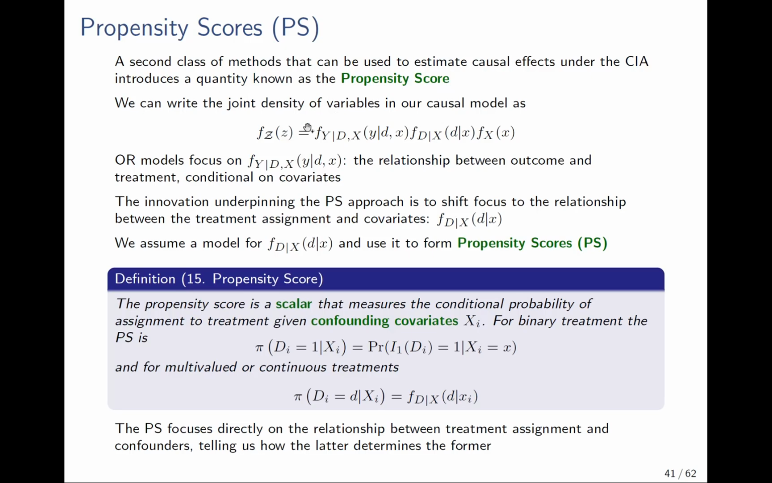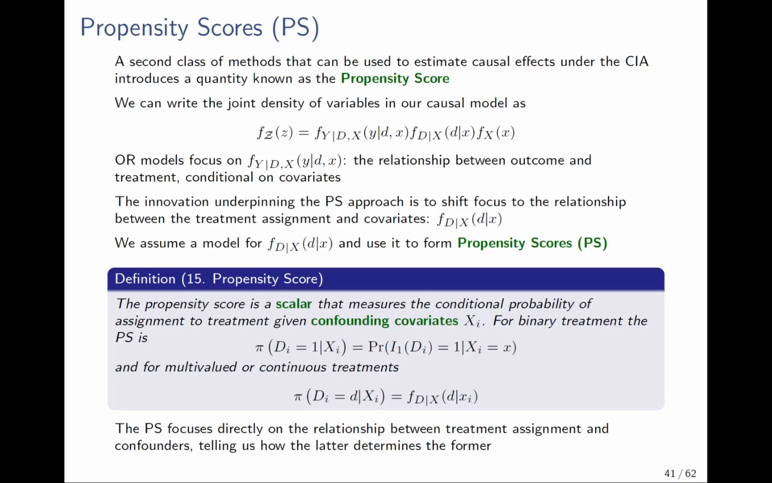Now the first element here, this is what the outcome regression models that we've just covered focus on. So the expectation of y given d and x, or in other words, outcome regression looks directly at the relationship between outcome and treatment conditional on the covariates. The innovation underpinning the propensity score approach is to focus not on this first element per se, but on the second element. That is, to shift the focus to the relationship between treatment assignment and covariates.